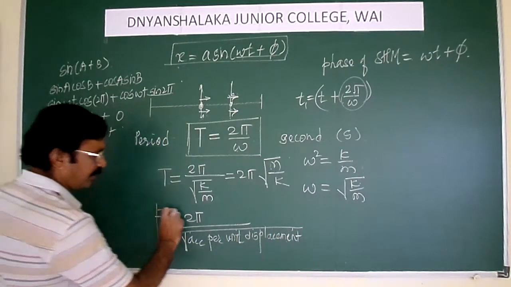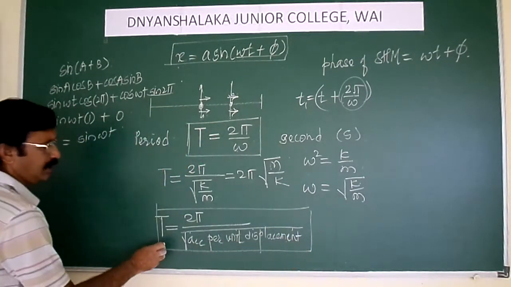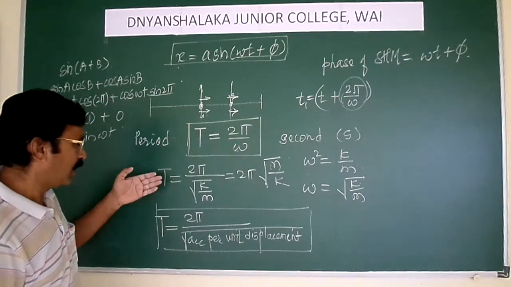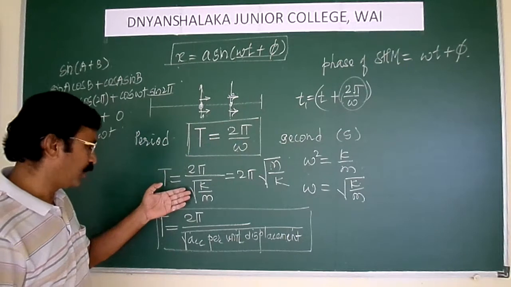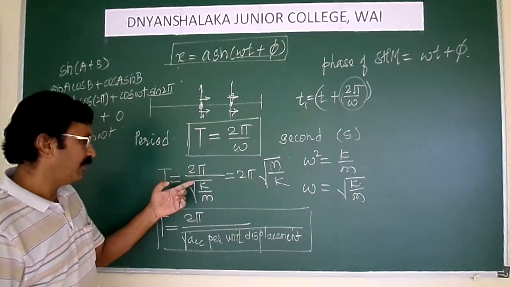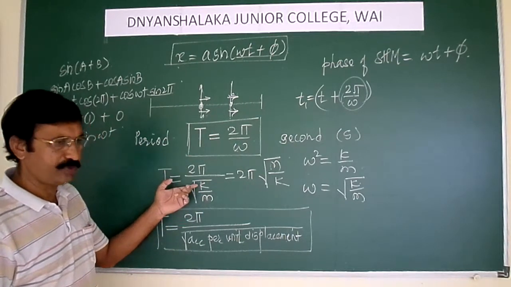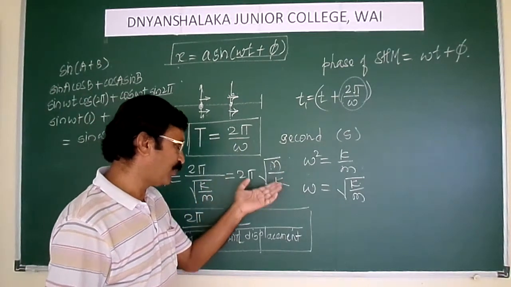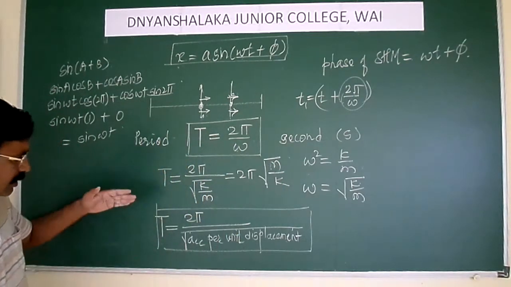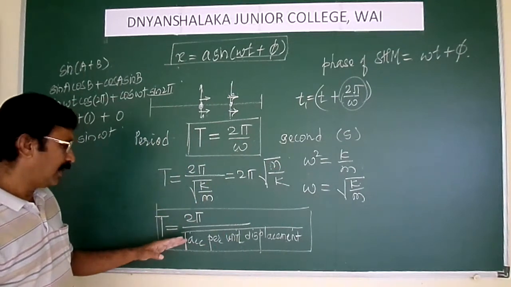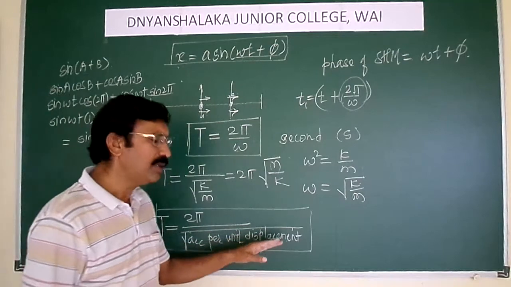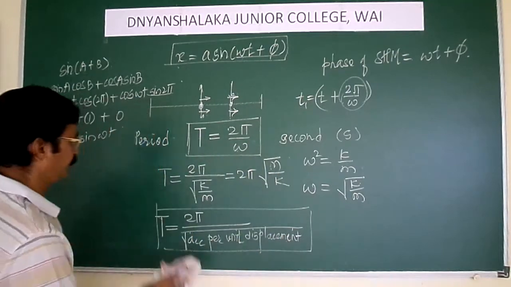And so the period of SHM is T equal to 2 pi upon omega, or T is equal to 2 pi upon root of k upon m, where m is the mass and k is the force constant, or T is equal to 2 pi root of m upon k, or T is equal to 2 pi upon root of acceleration per unit displacement.